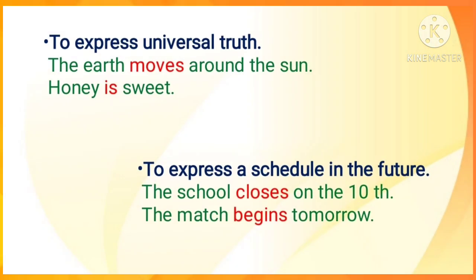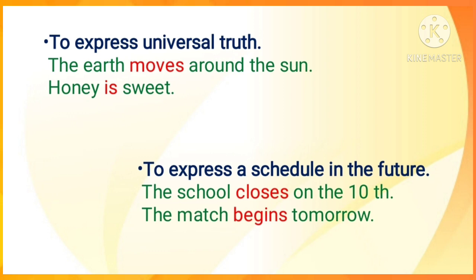Now the next usage, to express universal truth. The simple present tense is used to express universal truth. For example, the earth moves around the sun. It is a universal truth, isn't it? It is always true. The earth moves around the sun. So here the verb moves, M-O-V-E-S, is used in simple present tense because it is used to express universal truth. The next example, honey is sweet. It is always sweet. That is why we are using simple present tense.